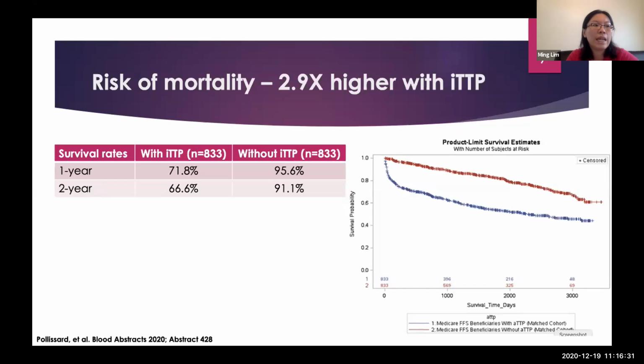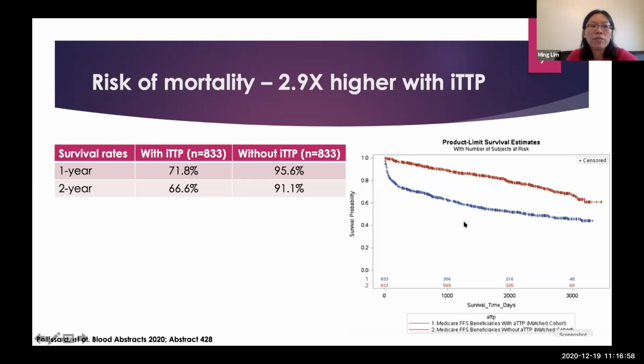Next, they performed a matched cohort of Medicare patients with and without TTP, about 833 patients in each cohort. And they found that the 1-year survival rate among the patients with TTP was 71.8% versus 95.6% for those without TTP. And the 2-year survival rate was even lower at 66.6% versus 91.1%.